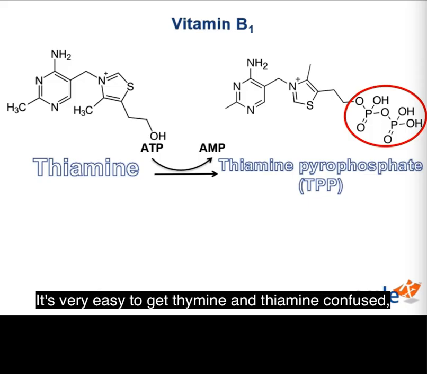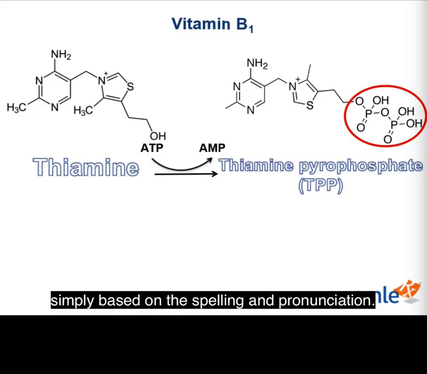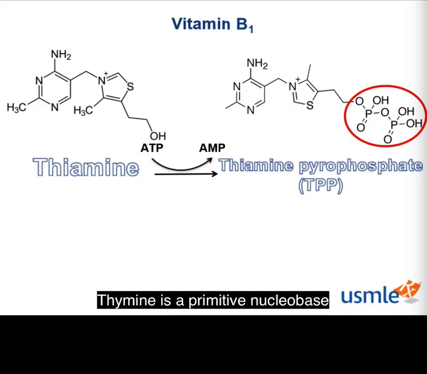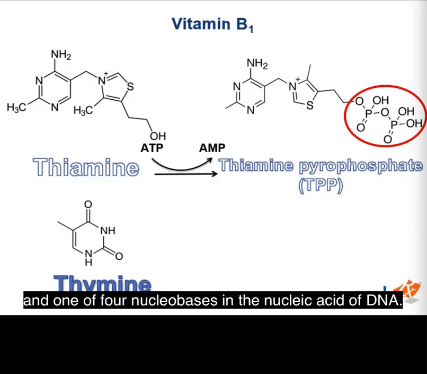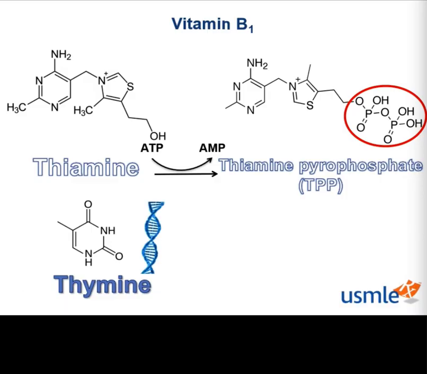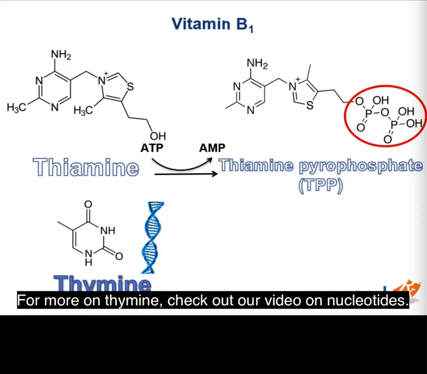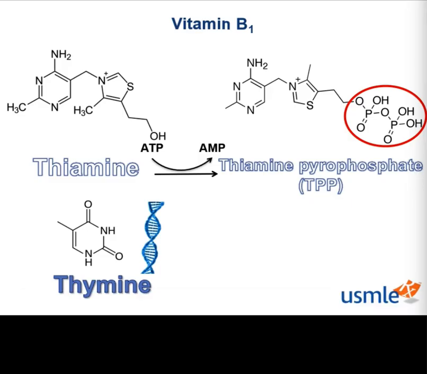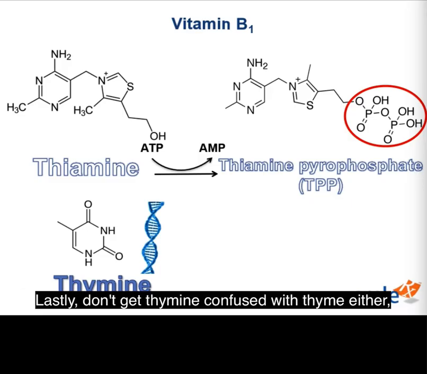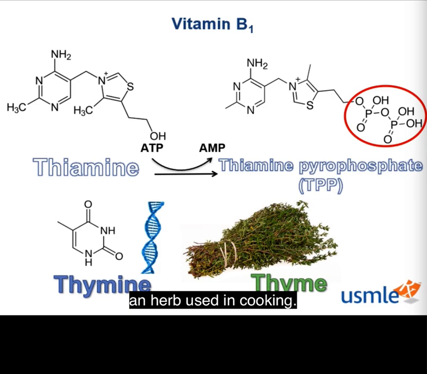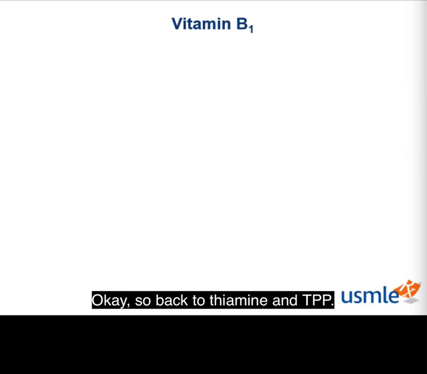It's very easy to get thiamine and thymine confused simply based on the spelling and pronunciation. Thymine is a pyrimidine nucleobase and one of 4 nucleobases in the nucleic acid of DNA. Remember, GCAT. For more on thymine, check out our video on nucleotides. Lastly, don't get thiamine confused with thyme either, an herb used in cooking. Okay, so back to thiamine and TPP.